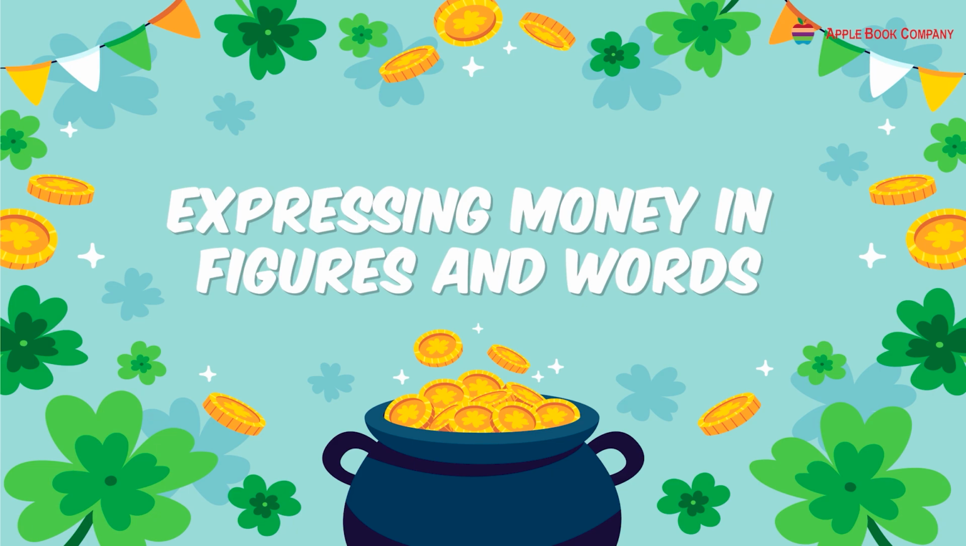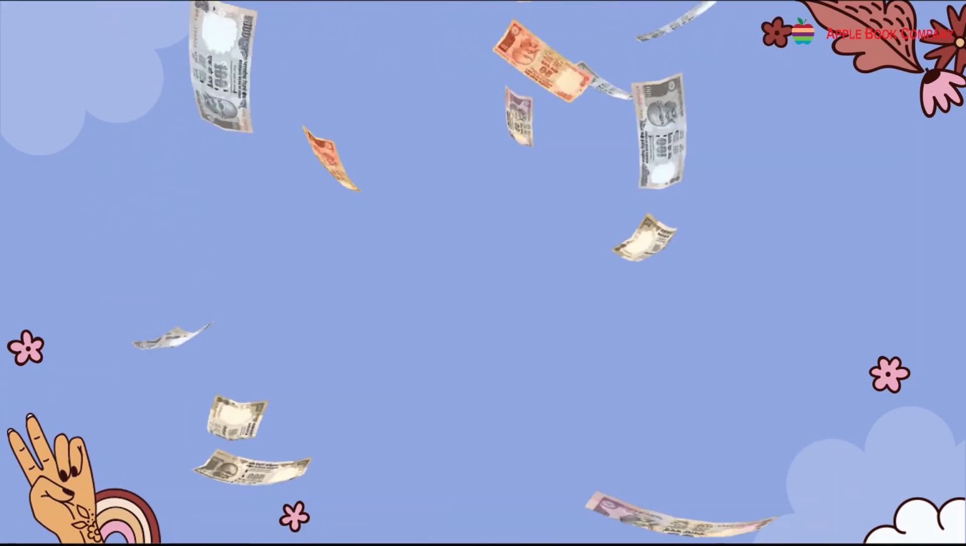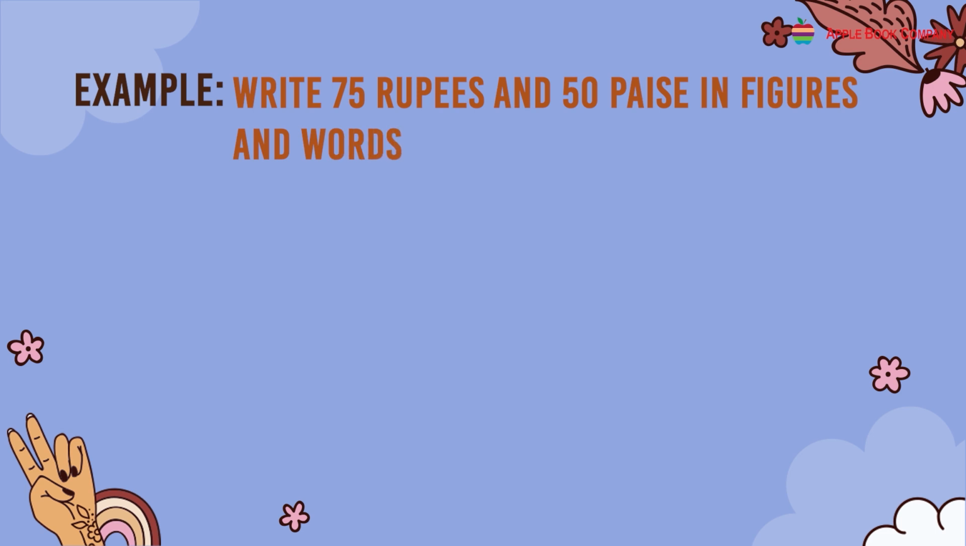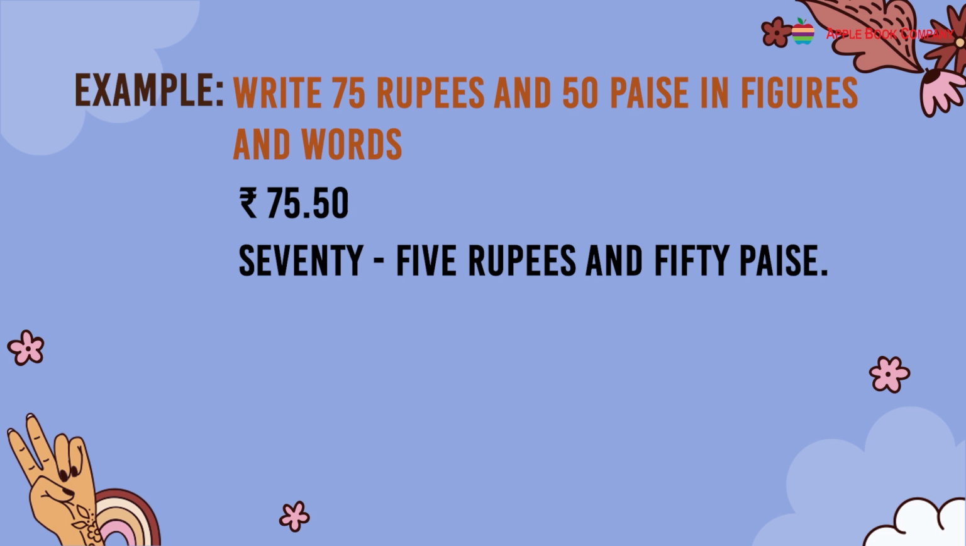Expressing money in figures and words. Money can be expressed in figures and words. Example: write 75 rupees and 50 paise in figures and words. So how do you write it? In figures, it is 75.50. In words, 75 rupees and 50 paise.